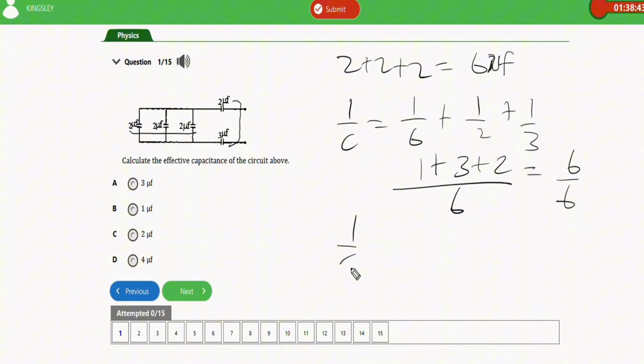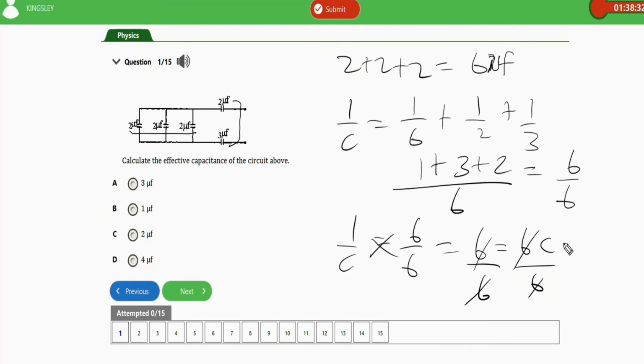Remember, we have 1 over C here equals 6 over 6. When we cross multiply, we have 6 equals 6C. Divide both sides by 6. So your effective capacitance will be 1 microfarad. So the right option in this question is option B. That's it for this question. Let's wipe this and solve the next repeated question.